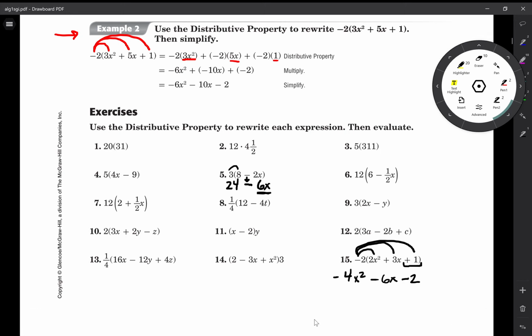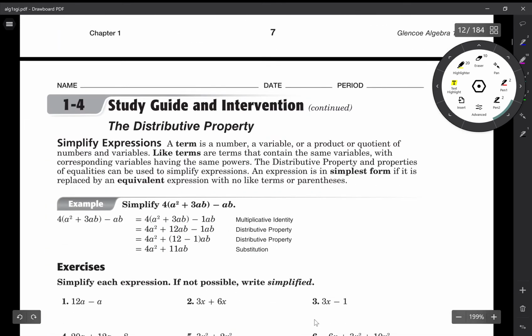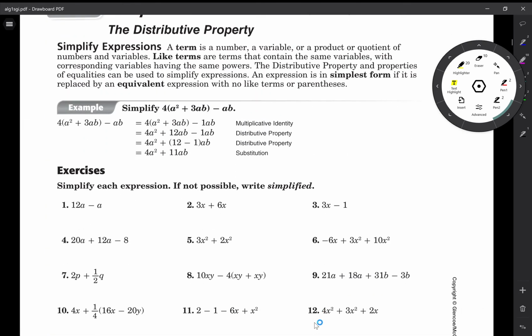So just be careful when you're distributing these numbers to make sure that everything inside those parentheses is distributed. It doesn't matter if the number's in the front or the back. Like here we have our y at the end of our terms. We just multiply everything inside by y as well. The next one is still the distributive property, but now what they're telling us to do is to put like terms together.